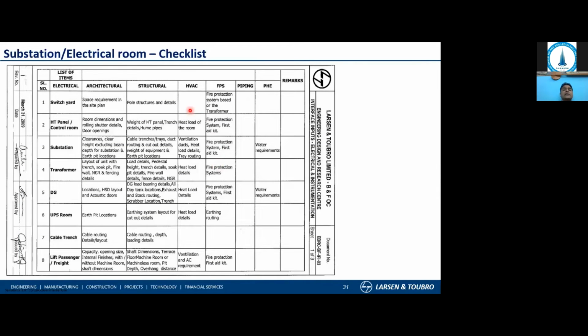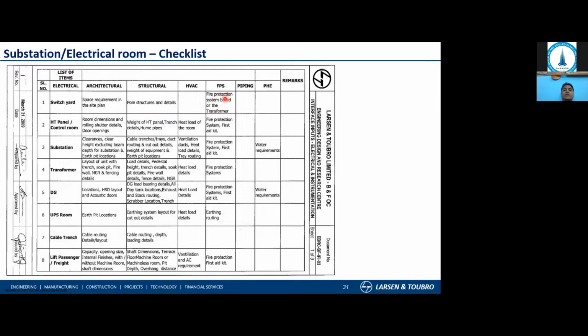And this is the checklist which in our organization we follow. This is only to give an idea for each and every area. See the level of interdisciplinary coordination between the architect, structural, HVAC, fire, piping, and PH engineers. For the switchyard, I need to collaborate with the architect, structural, and FPC. This is the fire protection also.